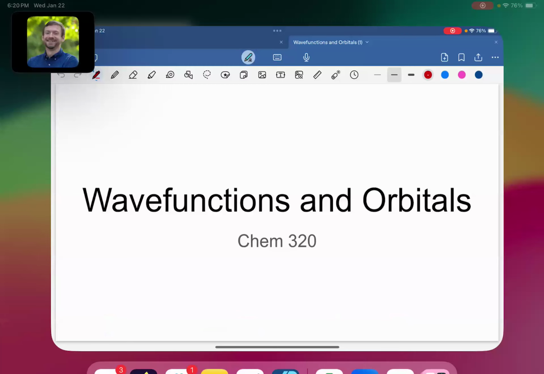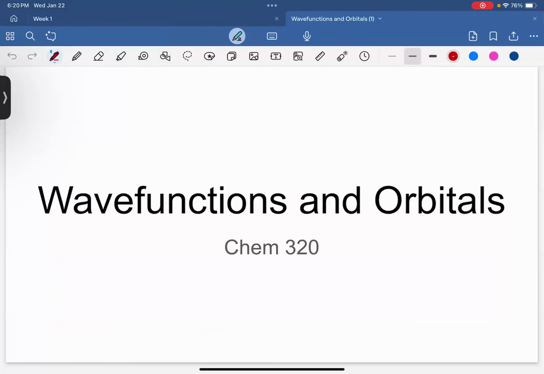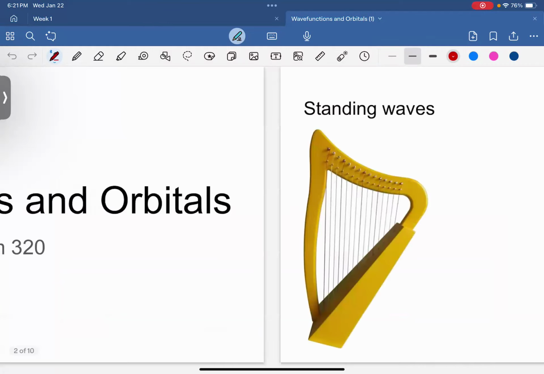Okay, this is take two on this because, devastatingly, I did not screen capture the first time. This is just meant to be a little supplemental lecture to talk more about wave functions and orbitals and some of the stuff we talked about quickly today.